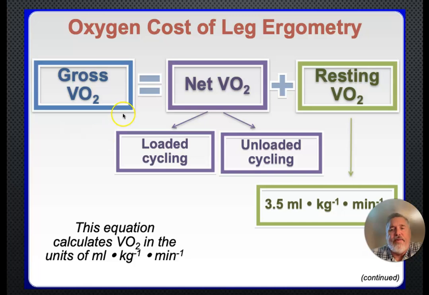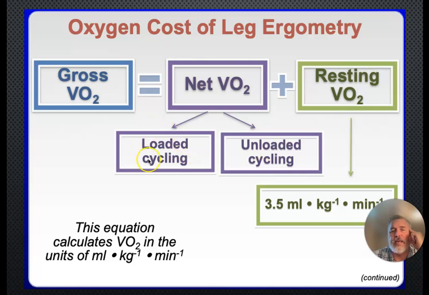Well, very similar to our other walking and running formulas, the gross VO2 or overall VO2 is going to equal the net VO2, which is basically cycling plus resting VO2. The net VO2 is cycling with the resistance and then plus unloaded cycling. So for cycling, you determine rest, which is 3.5 mL per kg per minute, unloaded cycling, which is 3.5 mL per kg per minute, and then the loaded cycling.